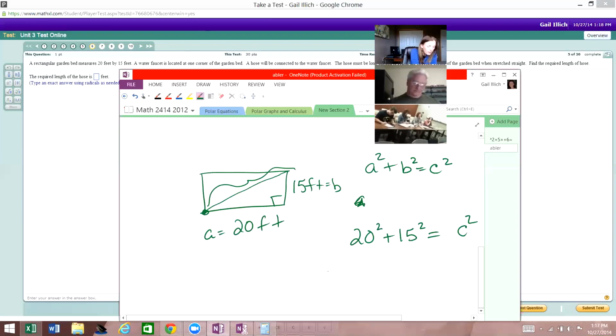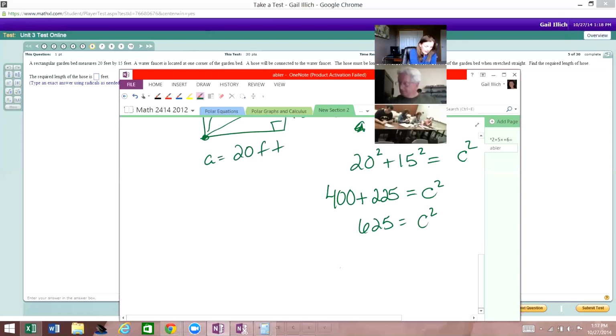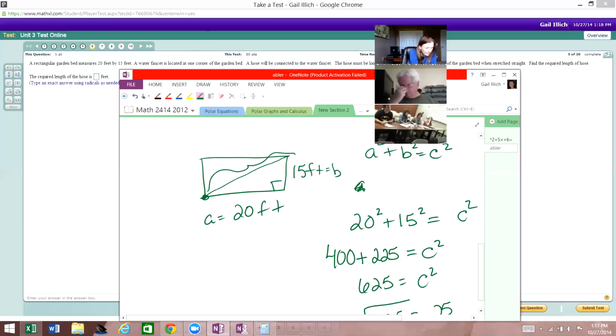And so that's 400 plus 15 squared is how much? 225? Is that right? Yep. Yes. Equals C squared. So this is 625 is equal to C squared. And so how do we find C? Take the square root. Right. And what do you get? 25. Good. All right, now, so C is equal to 25 feet.